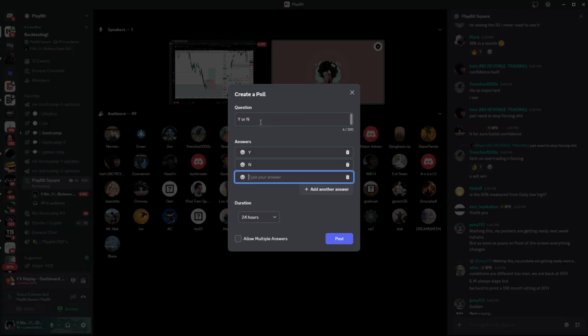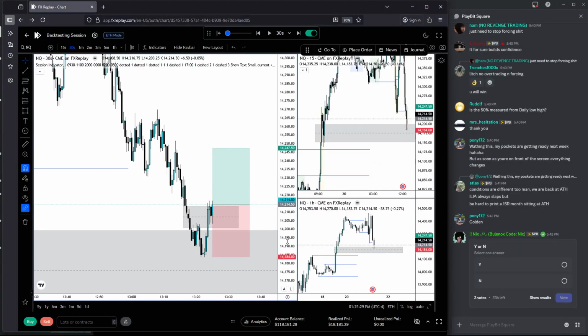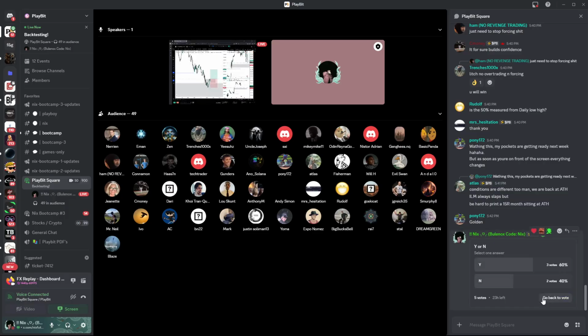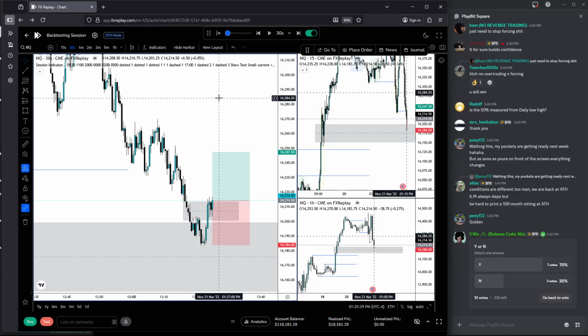This is the fourth trade on this day after 3 wins. And if this one loses, it's fine. It'll still be green for the day. Can you focus on the part where I say if this loses, it is fine? I always say that, but it's always going to be fine if it loses, right? Don't stress so much. Conditions are different, man. My pockets are getting ready for next week. Yeah, conditions are different, dude. It's hard to print. We are at all-time highs. Government is shut down.